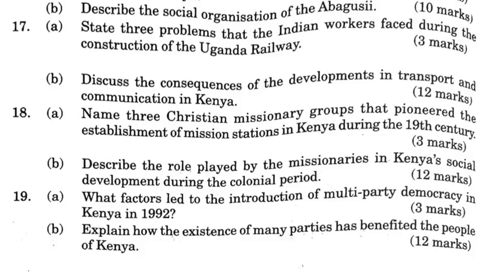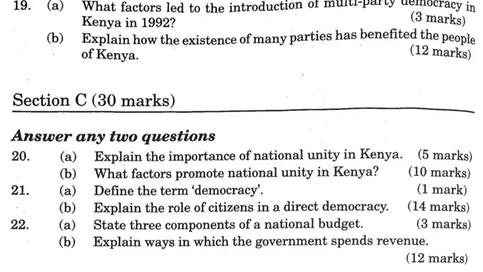19B. Explain how the existence of many parties has benefited the people of Kenya. Freedom of assembly and association has been enhanced. It has facilitated accountability and transparency in the government. The application of the rule of law has improved. The fear of a powerful one-party state, that is dictatorship, has been eliminated. The opposition has acted as a check and balance to minimize the excesses of authority by the government. It has enhanced social equality and the people's right to take part in the government decision-making process.